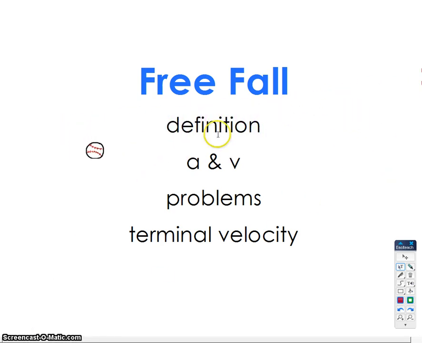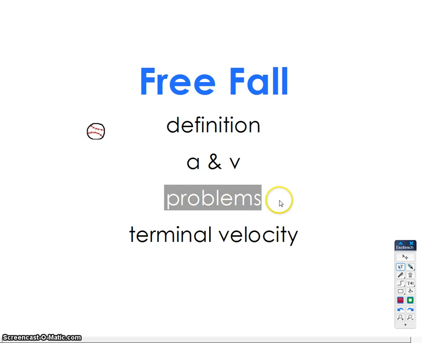Free fall is basically falling with no air resistance. And you're subject only to the forces of gravity. Acceleration and velocity in free fall, the thing is constantly accelerating. The velocity changes at a very specific rate, 10 meters per second, 20 meters per second, 30 meters per second. If it's going up, it's going to decrease, 40 meters per second, 30 meters per second, 20 meters per second, because of the 10 meter per second squared gravitational acceleration.